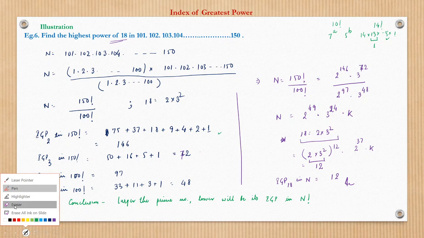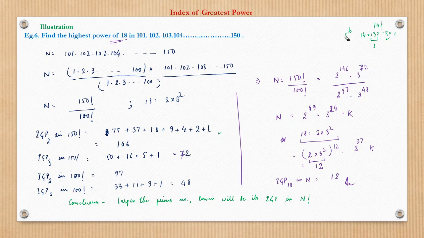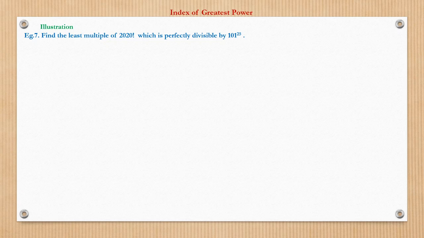Let me erase this. Yeah, so now we will move to the next question. Here, find the least multiple of 2020 factorial which is perfectly divisible by 101 raised to power 25. So let us see what this question says. N is 2020 factorial, and the question is asking what number this should be multiplied with.